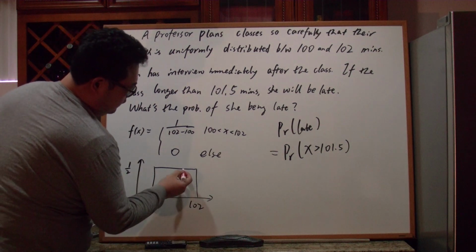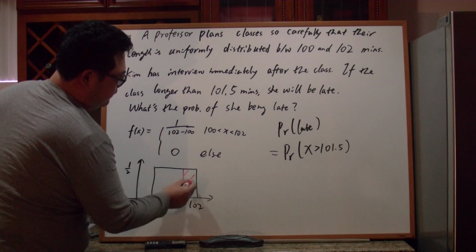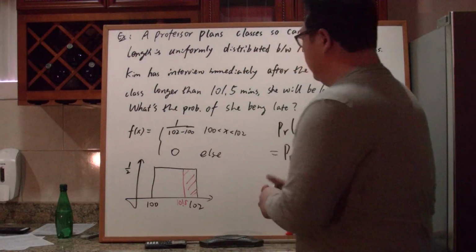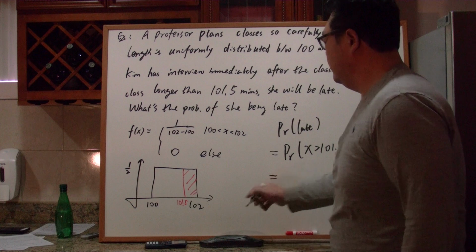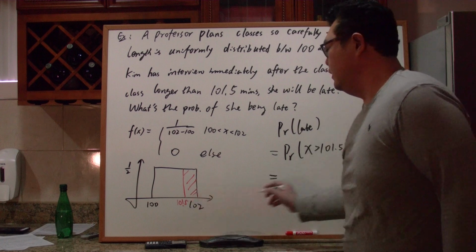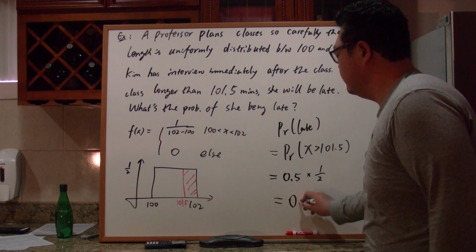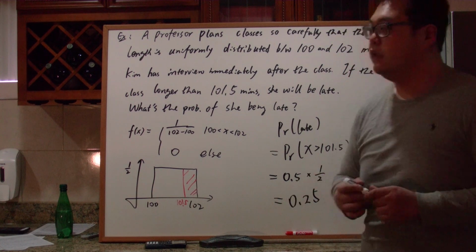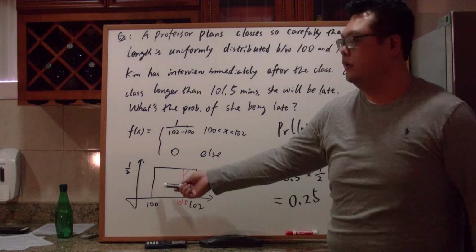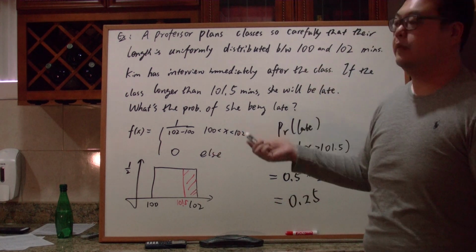Right, 101.5 is here. That area is the likelihood that Kim will be late for the interview, right? Which is the area of the rectangle, base times height. The base is 0.5, the height is 1/2. So the probability of her being late is 0.25. Her being on time is the unshaded part, which will be 75%. Right? Uniformly distributed, that is what it is.